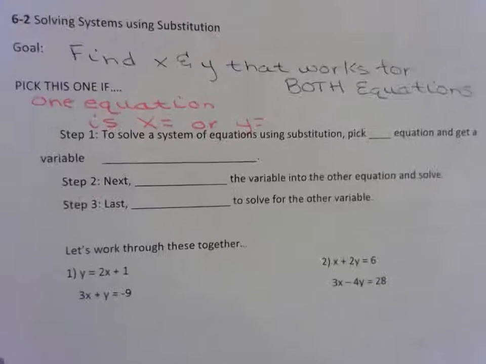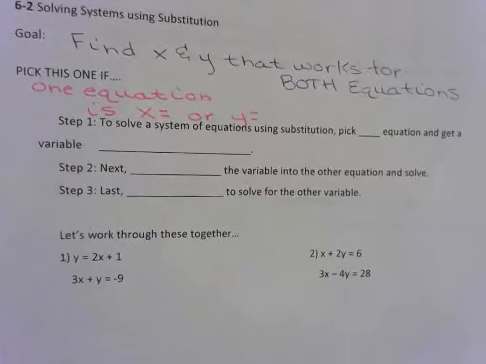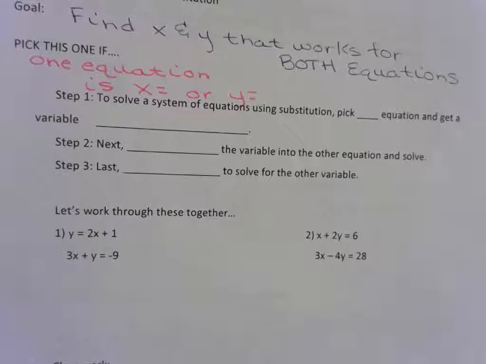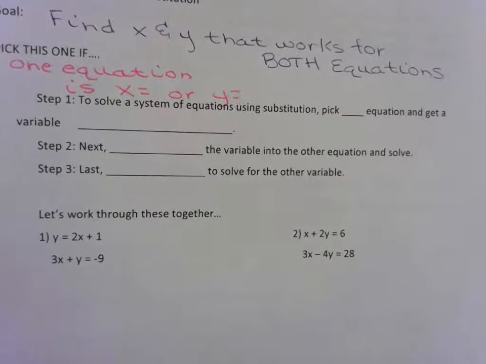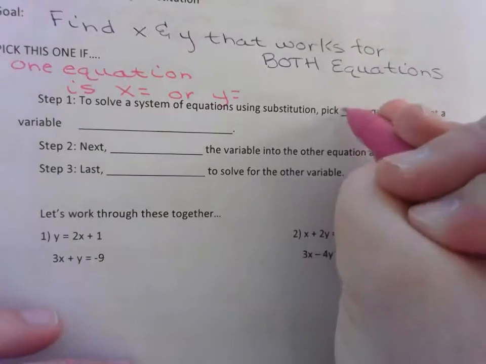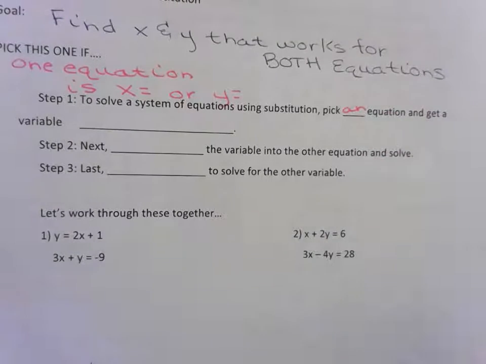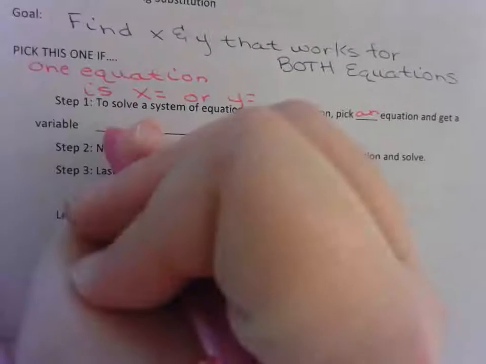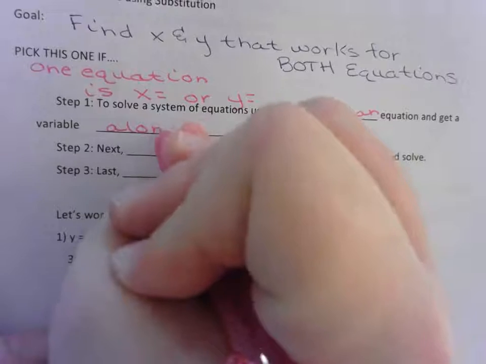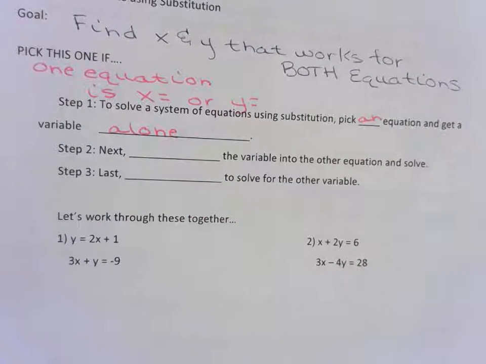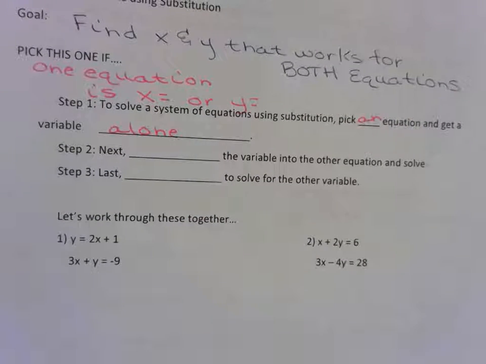We're looking for an equation that is x equals or y equals. Here are my steps. Step 1, to solve a system of equations using substitution, pick an equation. Pick one of the equations and get a variable alone. That is what I mean. We're going to pick one of the equations and make sure we have x equals or y equals. Sometimes this will be done for you, sometimes it won't.